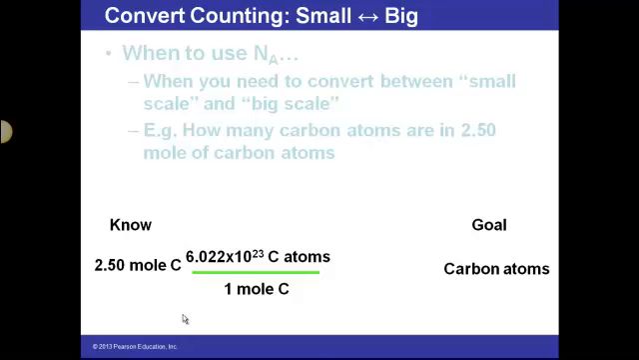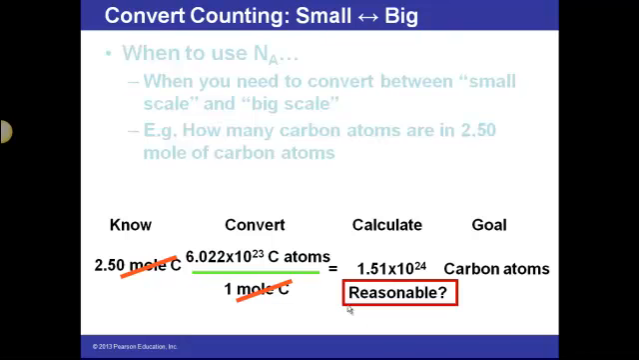It's like multiplying this number by 1, right? Because 1 mole of carbon has 6.022 times 10 to the 23rd carbon atoms. Our moles are going to cancel out, and we're going to be left with our answer in number of atoms. So you do this calculation, and we would find that 2.5 moles of carbon has 1.51 times 10 to the 24 carbon atoms.